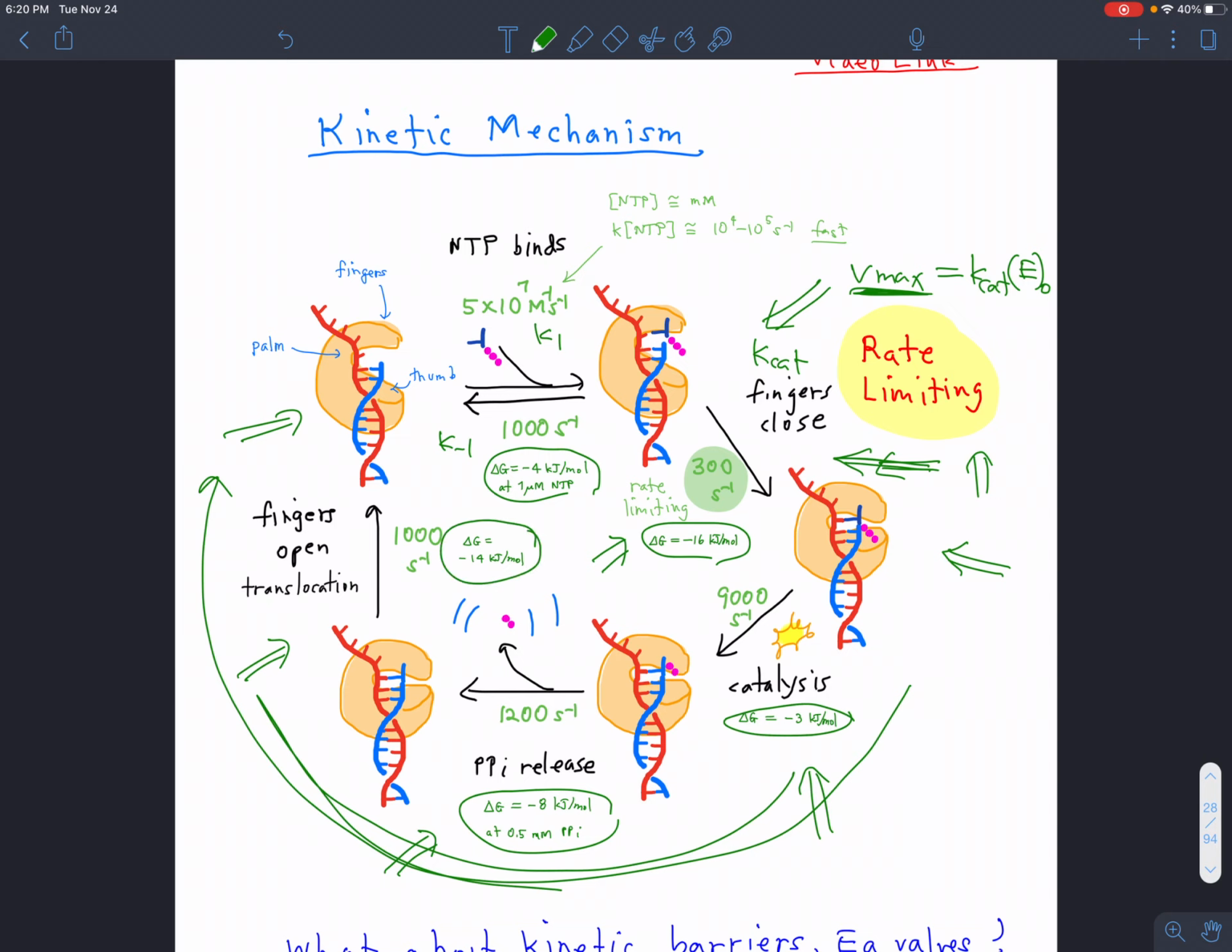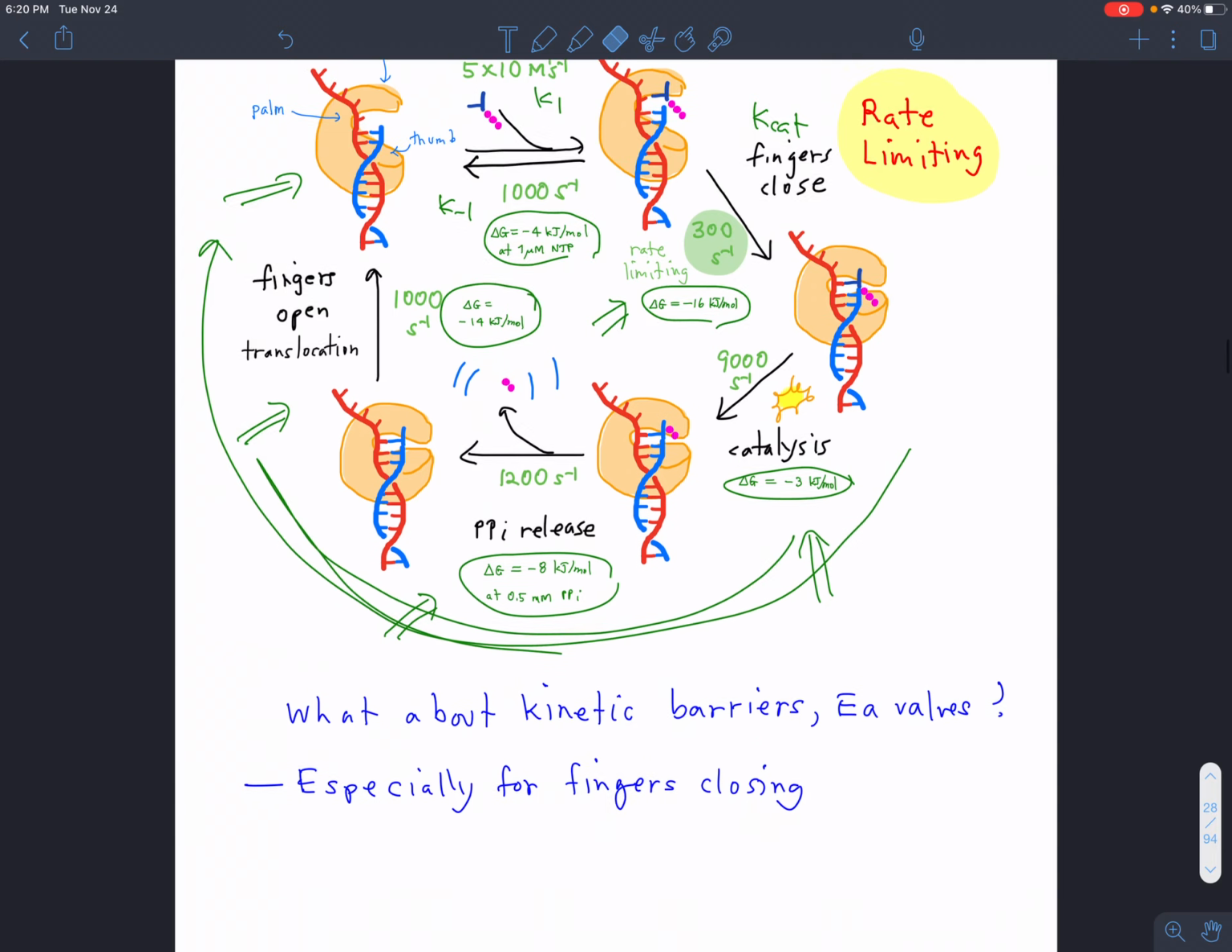But we haven't talked about the kinetic barriers, especially for this step, right? This is the rate-limiting step. There's a big kinetic barrier there. Can we, by looking at the structure of the complex that's formed here, and also from our knowledge of what kind of interactions give rise to contributions to the delta H, and also what kinds of contributions give rise to delta S changes, can we understand why this step is slow? What is it about this step that causes it to be rate limiting? And so let's look at that.